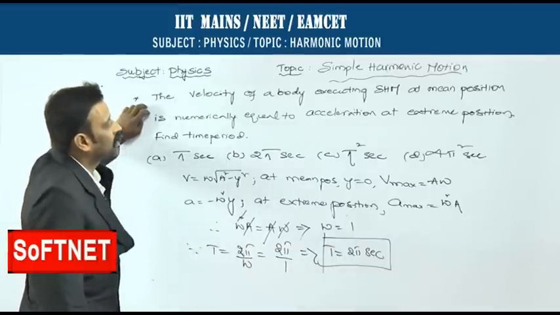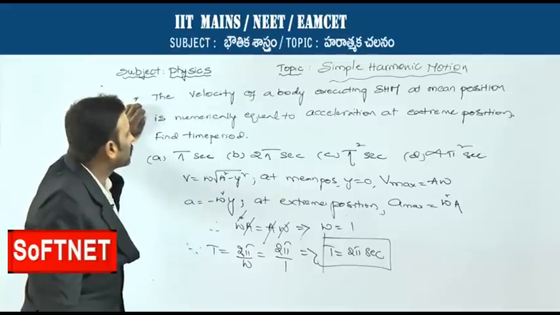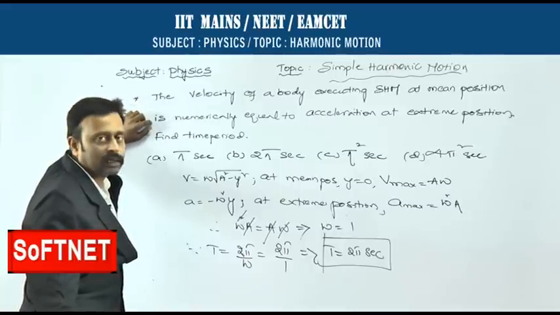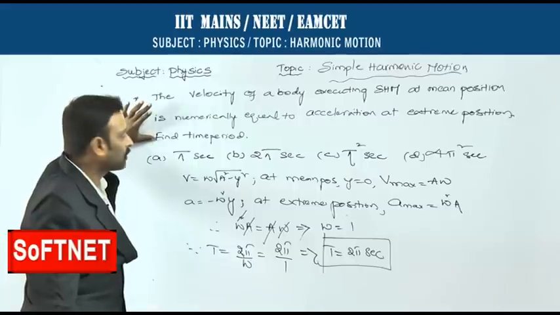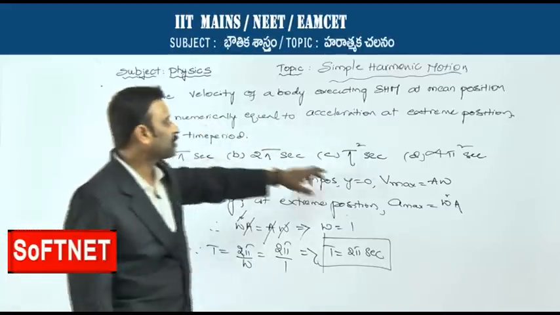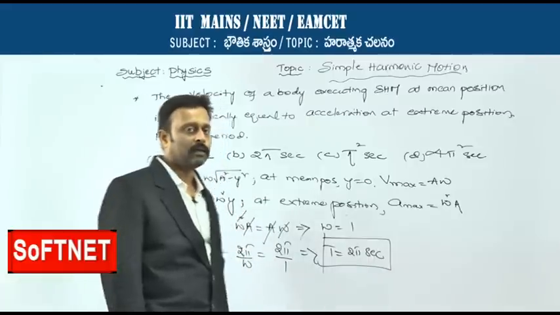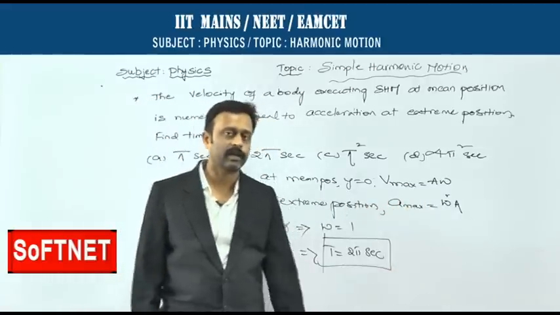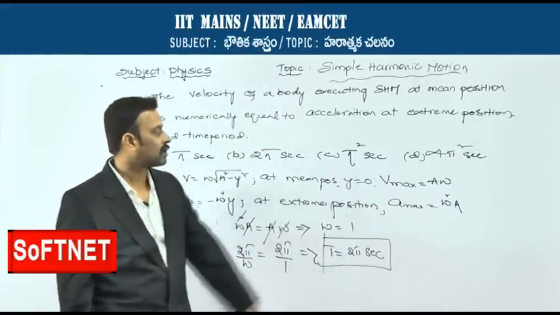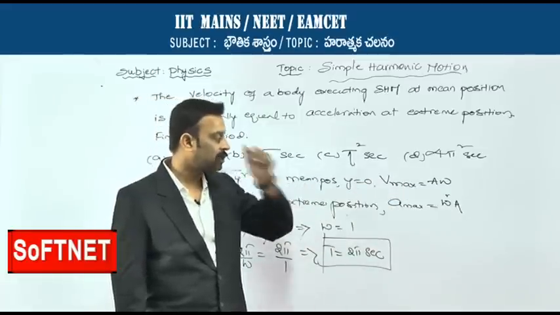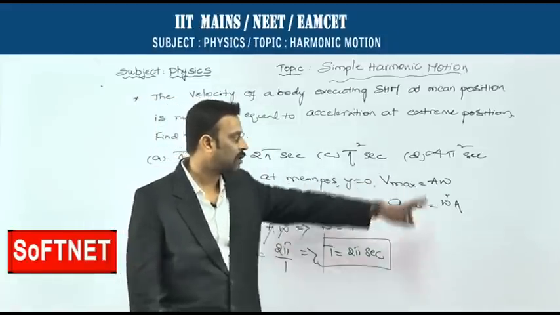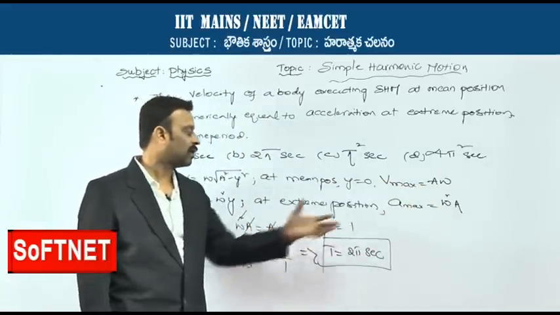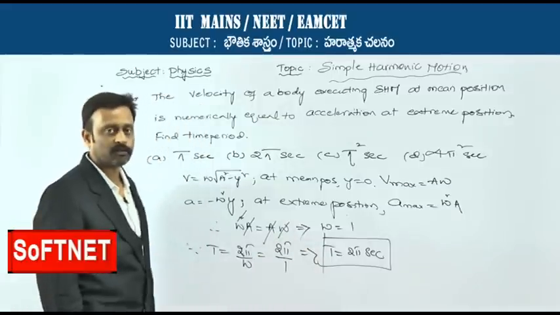Once again have a look at the problem. The velocity of a body executing simple harmonic motion at mean position is numerically equal to acceleration at extreme position. You are asked to calculate time period. The formula for velocity at mean position is a omega. On the other hand, the acceleration at extreme position is a omega square. So according to the given condition, they both are equal. So I am equating those two equations by cancelling the like terms on either side. I got the value of angular velocity as 1.